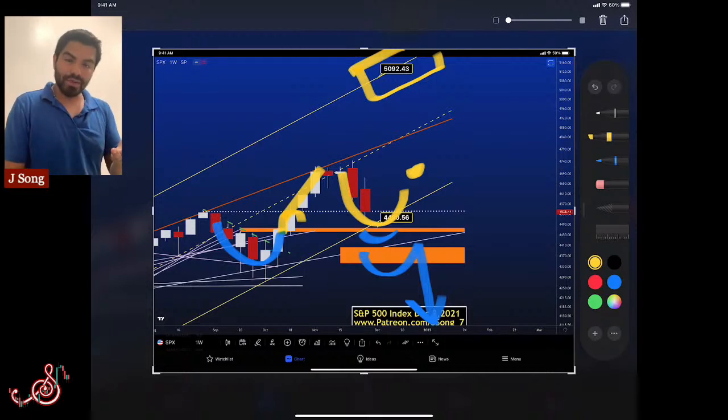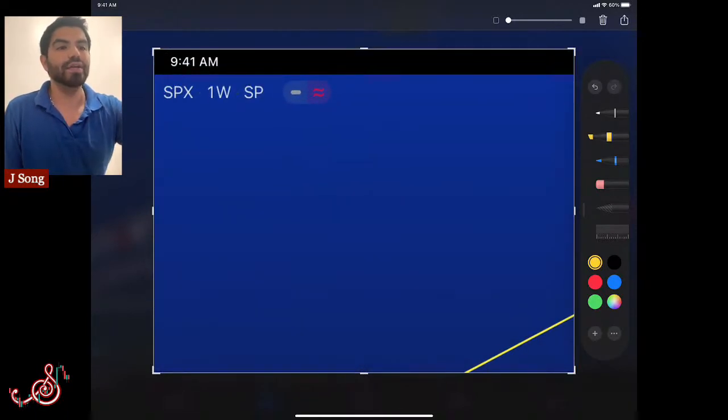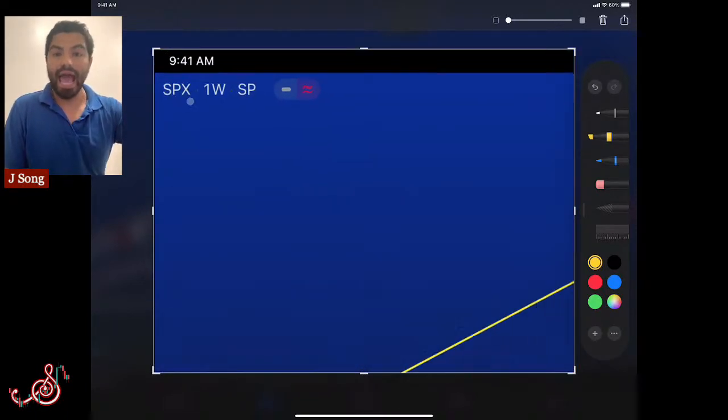Let's watch and continue watching the daily chart and the S&P 500 weekly chart. This data is available on TradingView. The ticker symbol is SPX for that.